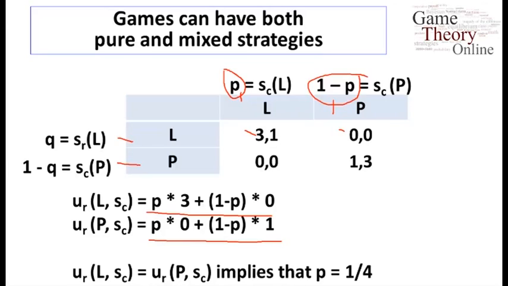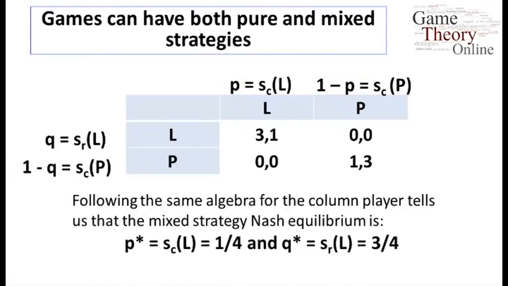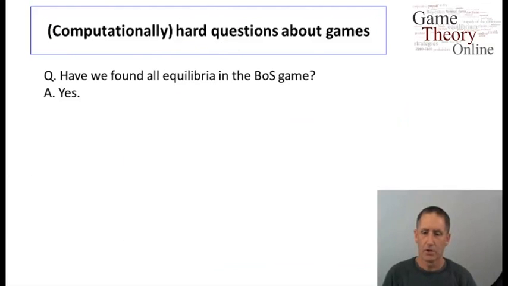Now let's think about it from the column player's point of view, and we'll go through the very same calculation. Whereas for the row player, they would put a weight of 1/4 on the left strategy, we'll see that the column player will put a weight of 3/4 on that, and we'll get the mixed equilibrium of 1/4 and 3/4 for the two players. So yes, we saw in this game two pure strategies and one mixed strategy.